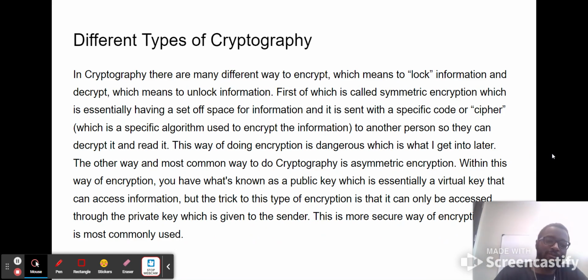There are different types of cryptography. In cryptography, there are many different ways to encrypt, or lock, information and decrypt it. The first is called symmetric encryption, which we mentioned before, where information is sent with a specific code or cipher, a specific algorithm used to encrypt information. As I mentioned with the Caesar cipher, it is a specific algorithm used to encrypt the information for another person so they can decrypt it and read it.